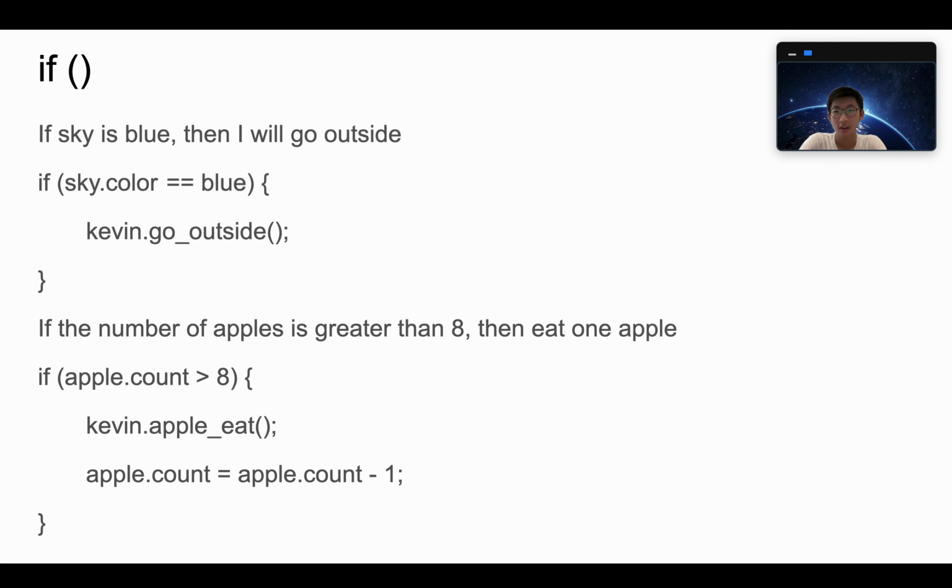So let's look at if. It's pretty simple, just like when you're talking, simple logic. If the sky is blue, then I will go outside. So if sky color is blue, then Kevin goes outside. And if the number of apples is greater than 8, then eat one apple. So if the apple amount is more than 8, then eat, and then you deduct 1 from the apple count. These code examples don't actually do anything; they just show you how it works.